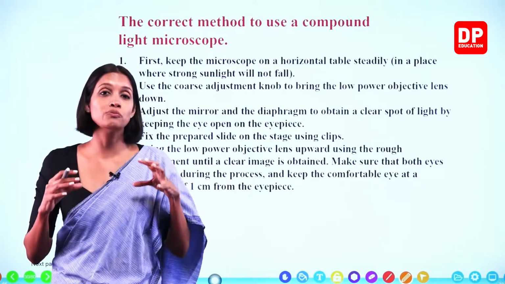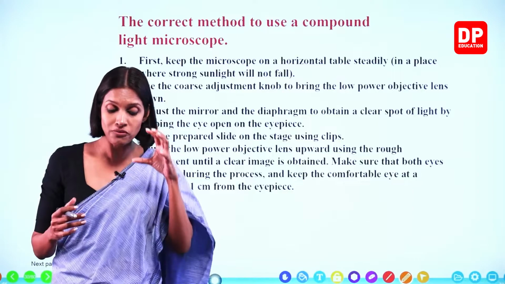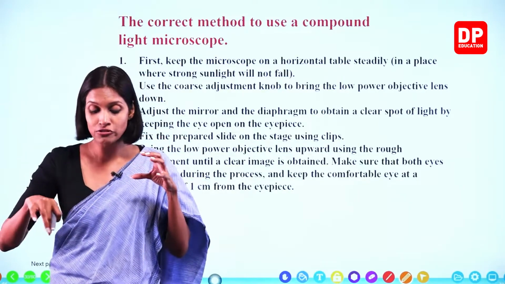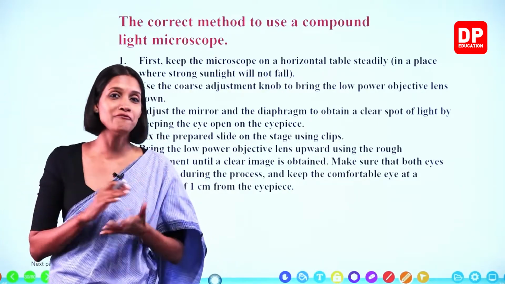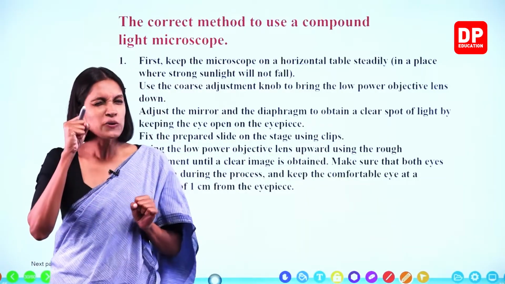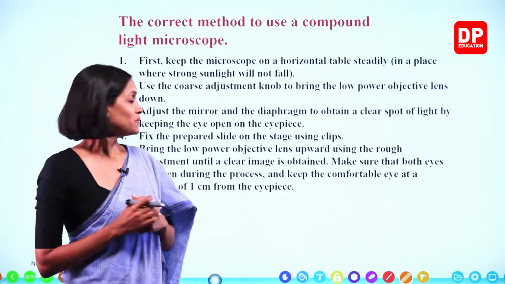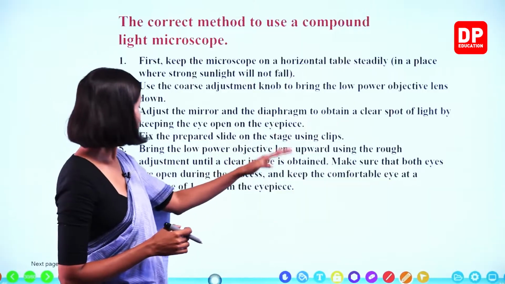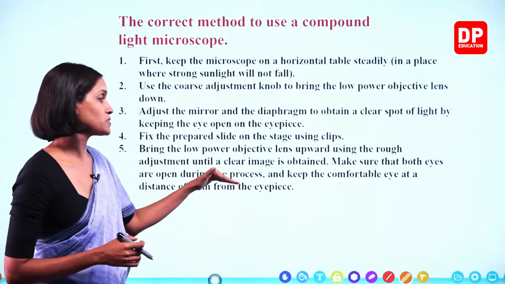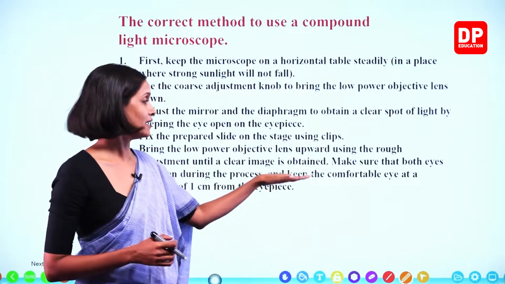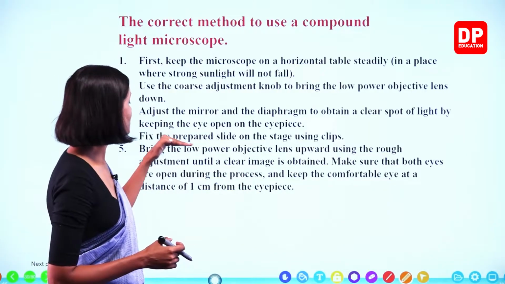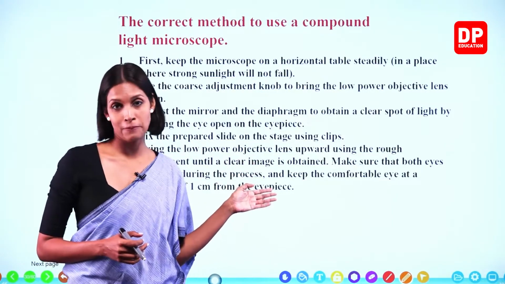So both eyes should be open. While looking with one eye, at the same time you have to draw the diagram. Therefore, closing one eye is not correct. Okay, children? So make sure that both eyes are open during the process and keep the comfortable eye at a distance of 1 centimeter from the eyepiece.